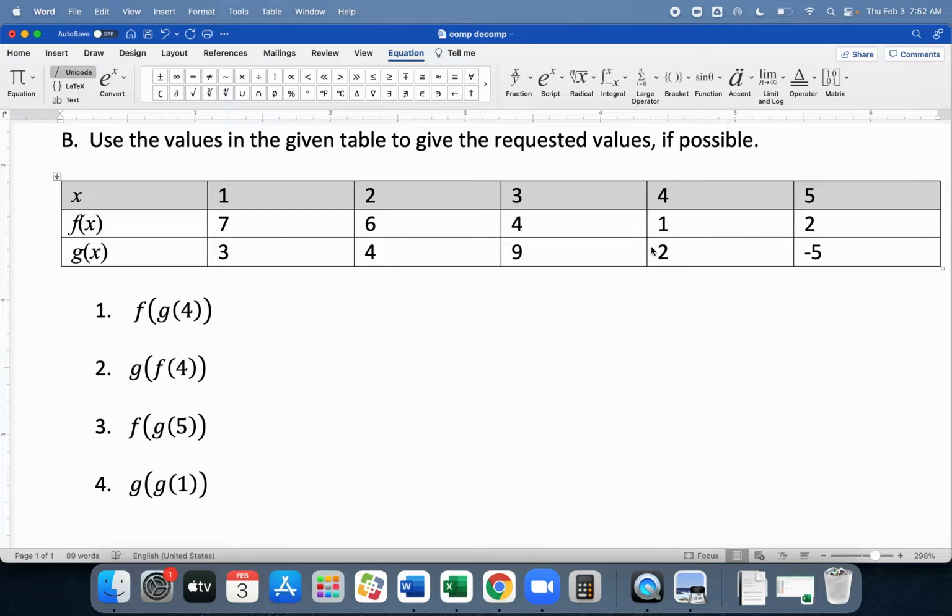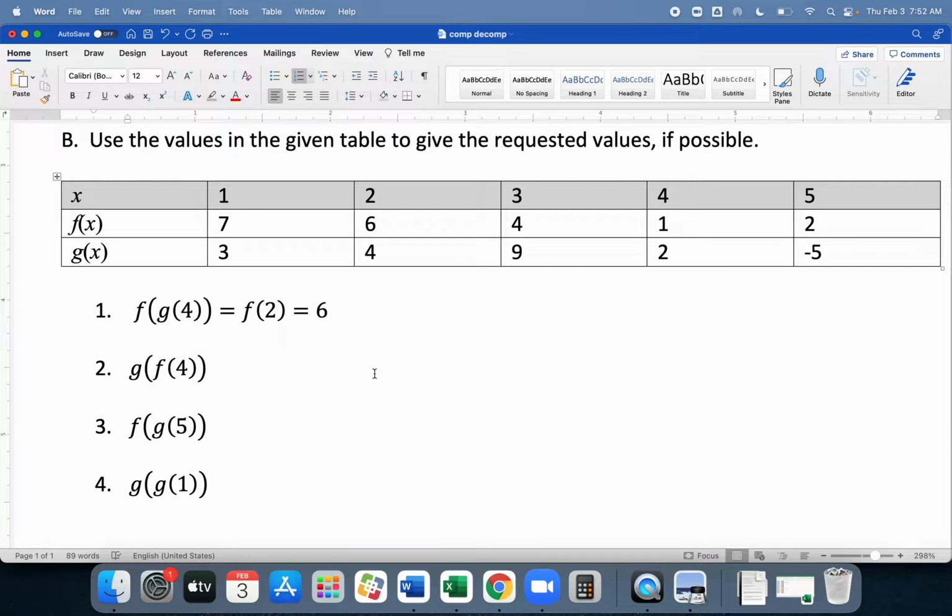And so then 2 is what I'm going to use as my input to f, because g of 4 is 2 according to the table. So what's f of 2 according to the table? 6. Because when the input to a function is 2, the output is 6 for function f. So what about for question 2 here, g of f of 4?